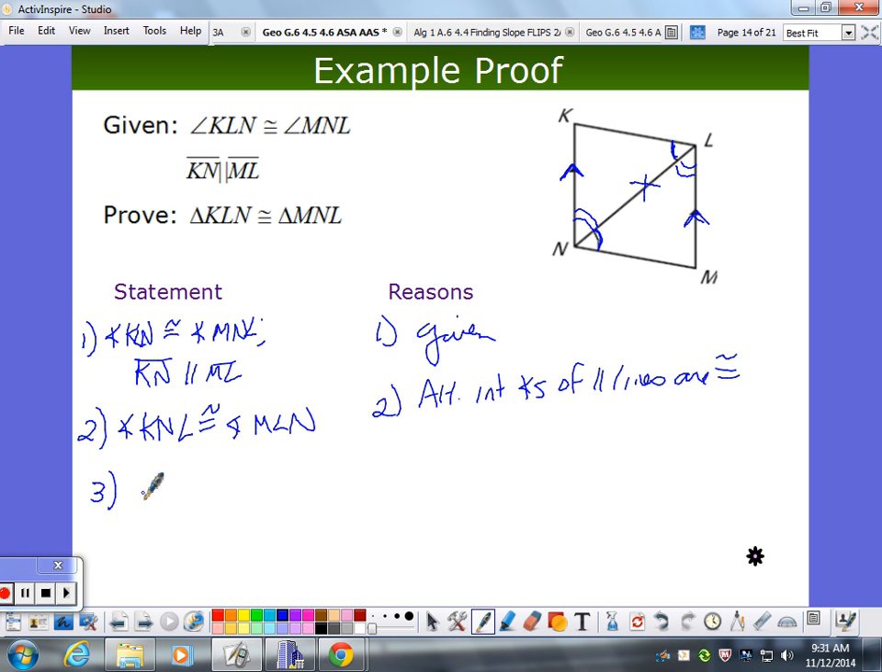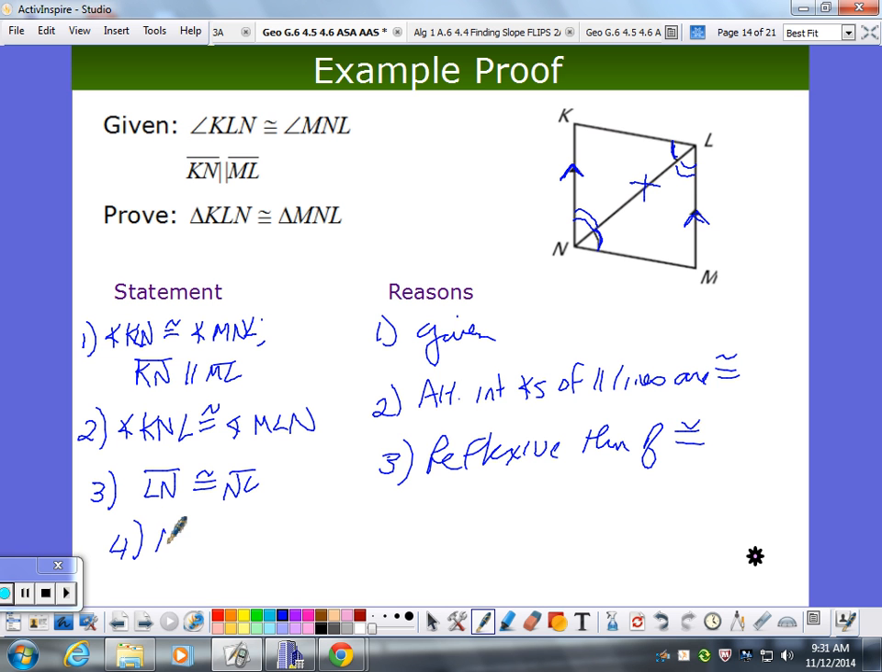And then I'm going to use my reflexive property. So LN is congruent to NL. And I'm saying them kind of backwards just because my triangles are turned around a little bit. Reflexive. What would we ever need this for? Maybe a little thing. And now I have enough to say that the triangles are indeed congruent by, as David said, this side.